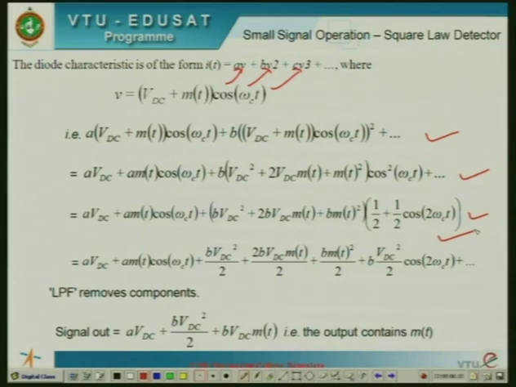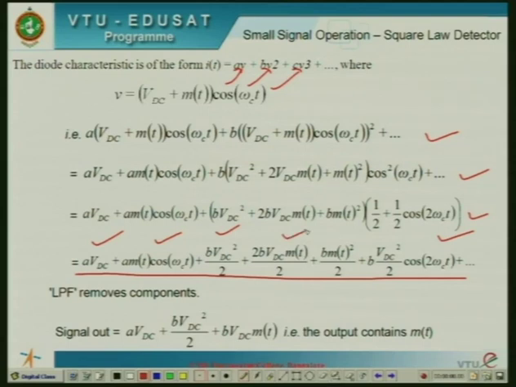In this final expression, we find that if you substitute the AM signal into the current expression, there are multiple components in the given signal. One is a DC signal, which is scaled by a constant called A. The second term is m(t) cos(ωct), which is the modulated data, like an AM signal, but the modulating data is now multiplied by a constant A. The third component is again a DC signal, which is VDC² by 2.